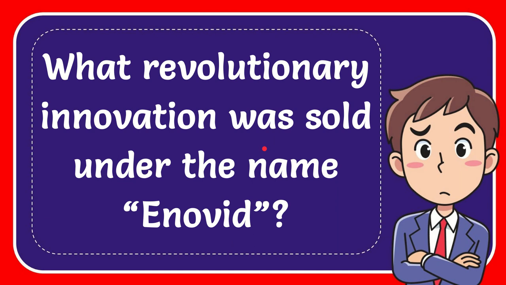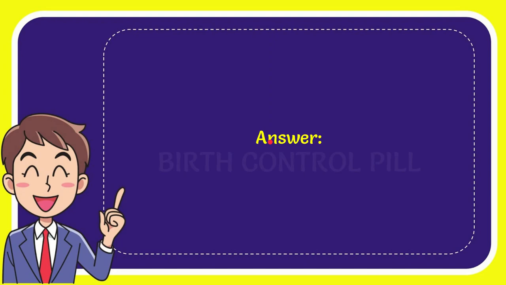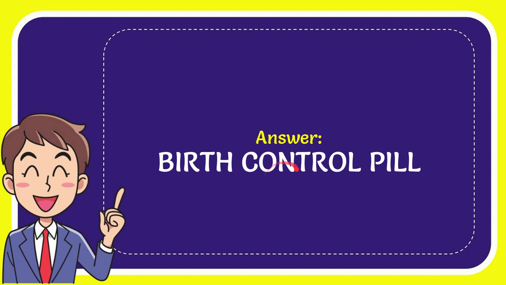In this video, I'm going to give you the answer to this question. The question is, what revolutionary innovation was sold under the name Enovid? Well, now I'll give you the answer to this question, and the correct answer for the question is birth control pill. So that is the answer for the question.